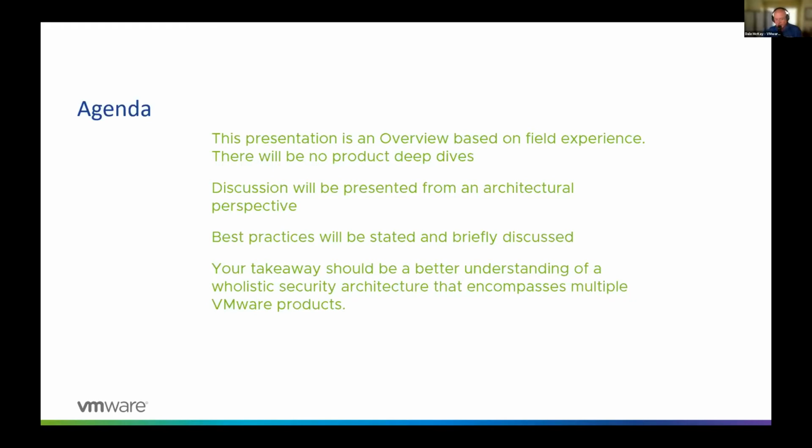So again, this is an overview. We're not going to do any deep dives into any of the products. We'll obviously talk about this from an architectural perspective. I will mention some best practices, but hopefully at the end of this presentation, you'll have a better understanding of how all these piece parts that VMware offers, Carbon Black, NSX, Secure State, might fit together to give you that comprehensive security architecture.